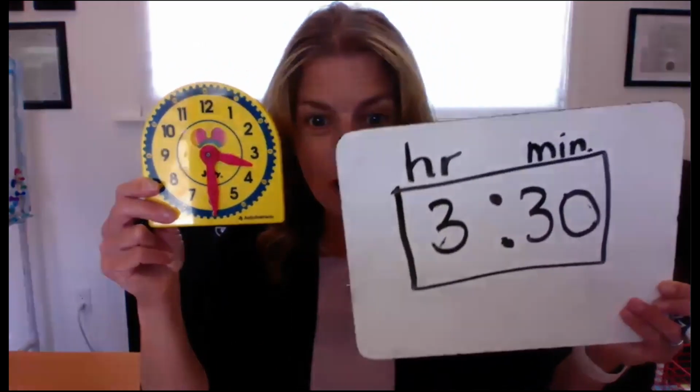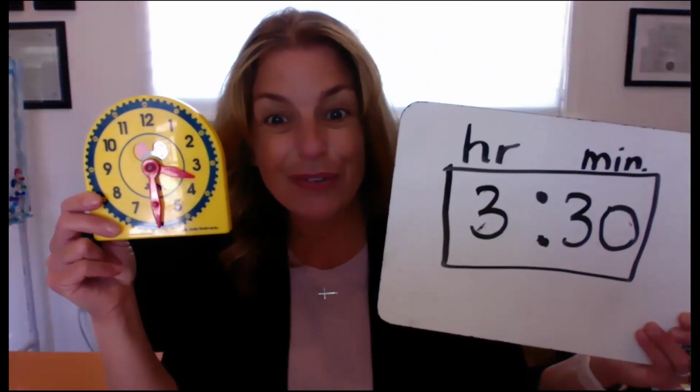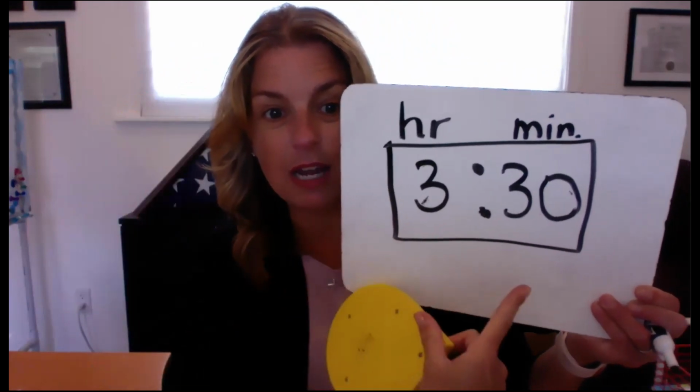Okay. Look carefully. What time is it? Look carefully at the hour. What is it between? So it's not past, and the minute. Here is the time. 3:30. So here's the hour, 3, and 30 minutes past the hour is 3:30. Okay, next one.